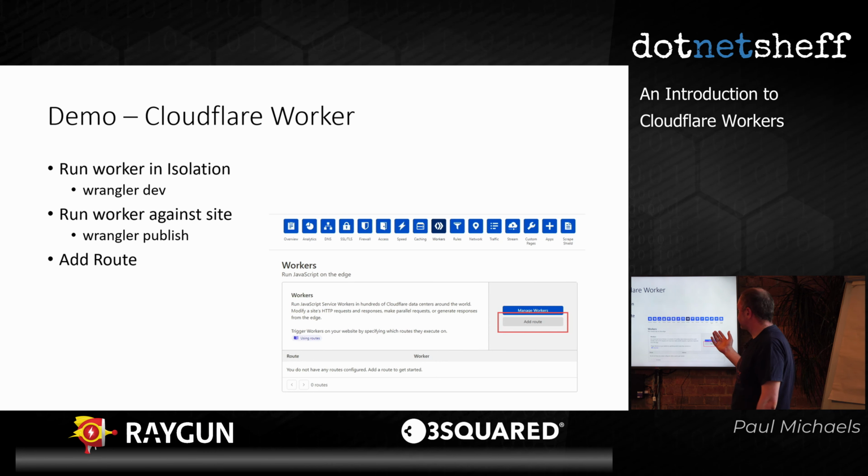If you want to publish your worker, you can do Wrangler publish, and then basically you can wire it up to a route. I won't say publish because I just don't trust it to work in a live demo. But let's cover adding the route. So we've got the slow website.